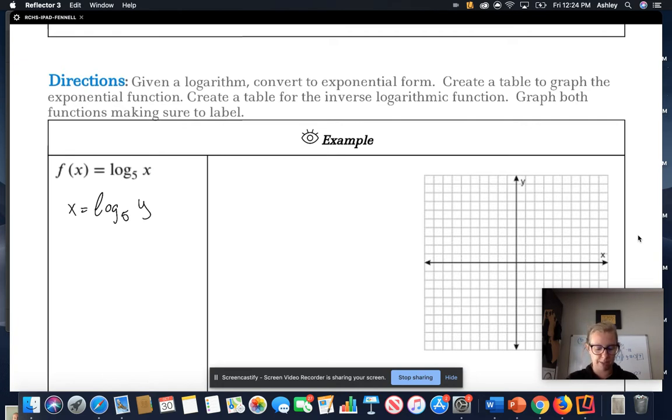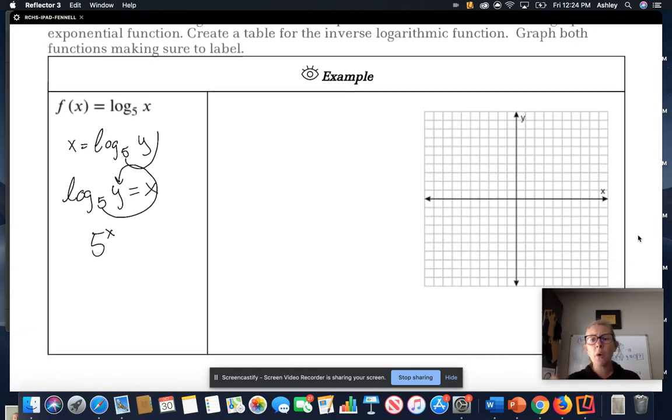And then we need the snail method, well, backward snail method. Here, let me write it this way so it looks normal. Log base 5 of y equals x, right? Normal snail method that way. That way we get 5 to the power of x. So the exponential inverse of our logarithm is 5 to the power of x. So we're going to go ahead and create a table for 5 to the power of x. And then we're going to use what we know about inverse functions to create a table for our logarithmic function.